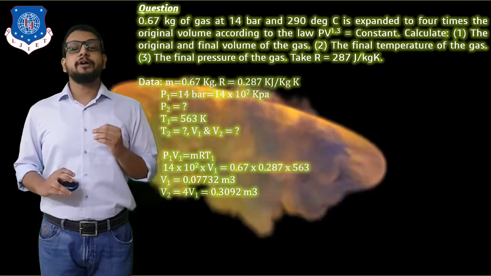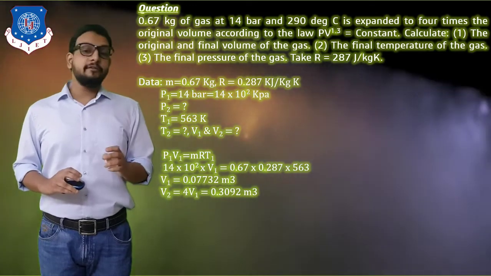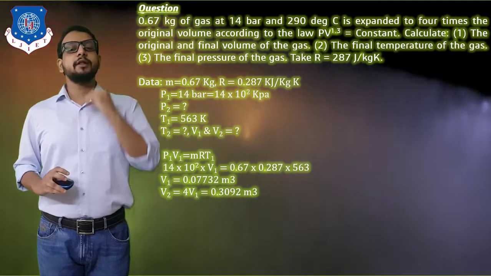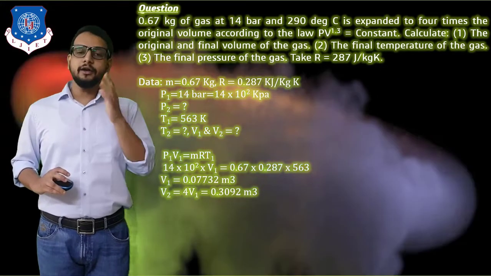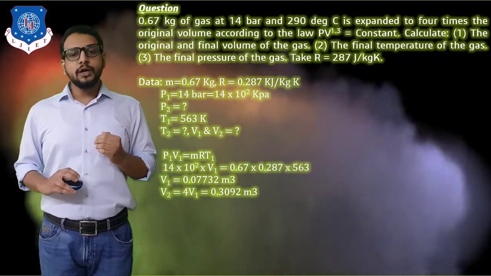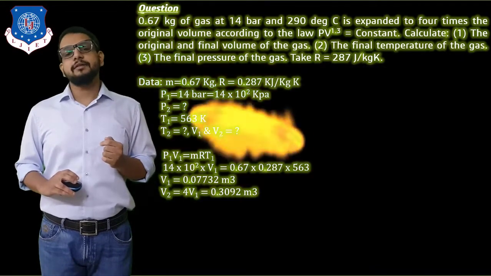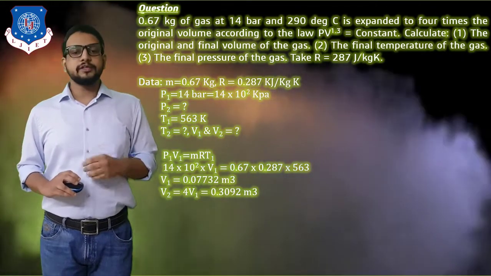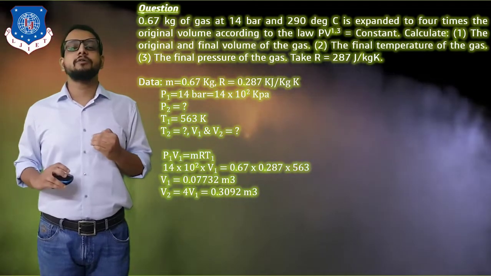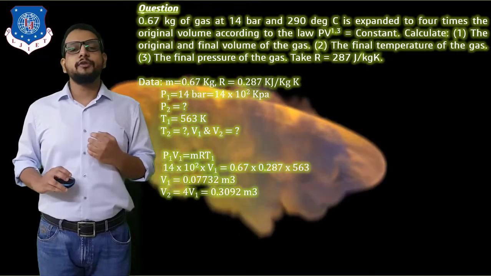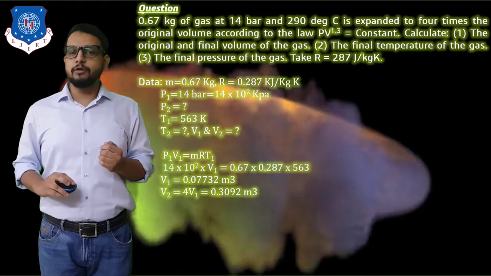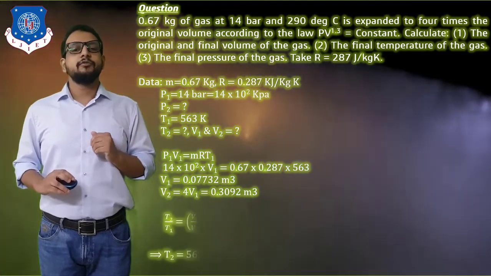So as you can see, I have written 14 into 10 raised to 2 into V1 is equal to mRT, that is 0.67 into 0.287 into 563. So the final answer of volume V1 is equal to 0.07732 meter cube. Okay, so this is an original volume. Now final volume would be how much? So it is given 4 times V1. So V2 is equal to 4 V1. So the answer of V2 is 0.3092 meter cube. Okay, so we have done our first task to determine initial and final volume.